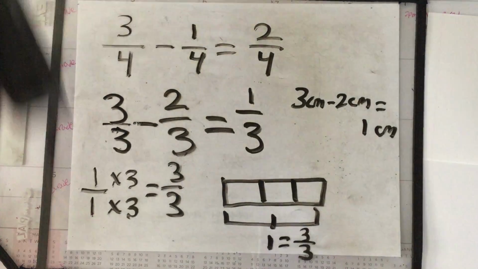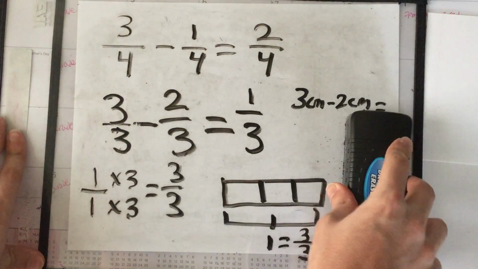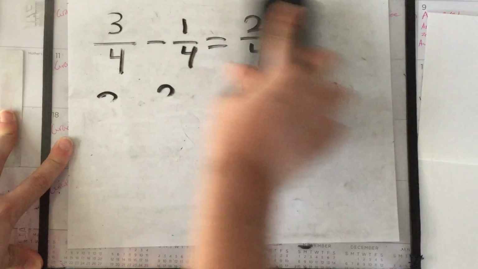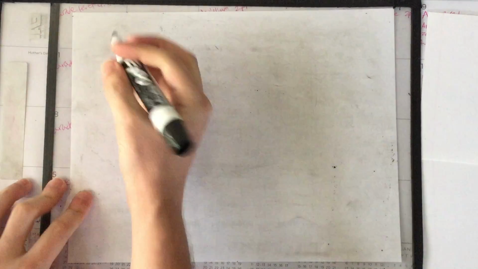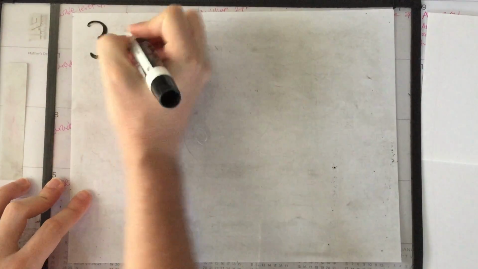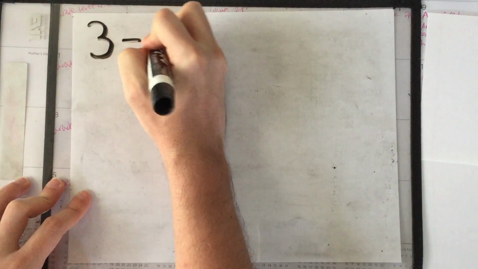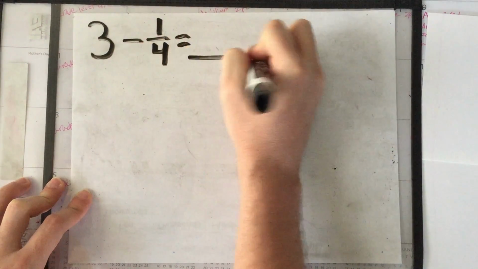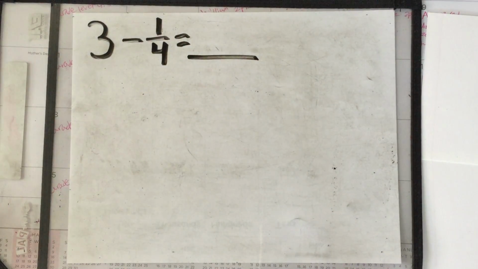I'm going to turn up the heat a little bit with this next question here. And I'm going to use the tape diagram again. And then in my final example, I'm going to just do numbers. I'm not going to use a tape diagram. So this next example I have is the whole number 3 minus 1/4. I want to know what this equals.